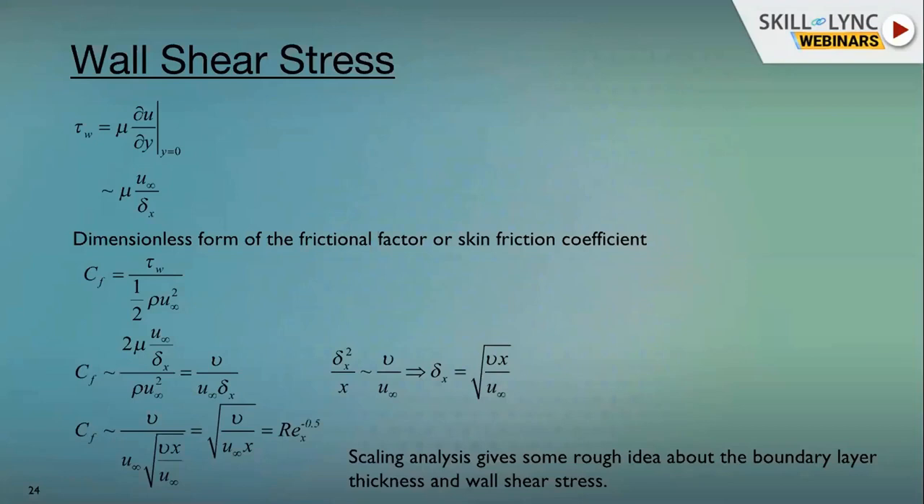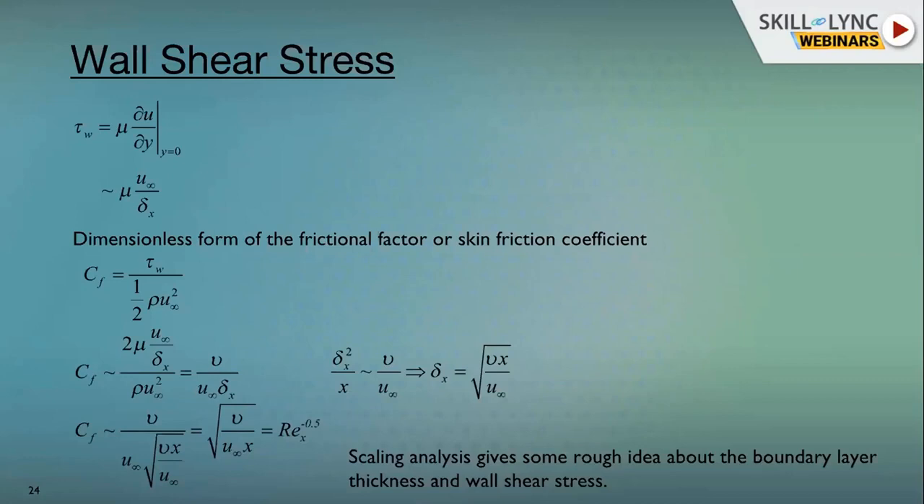So to calculate the drag force and to develop the aero wing, the important factor is to calculate the wall shear. Wall shear is what? Wall shear is the shear force near the vicinity of the wall. This is nothing but mu del u by del y, at y equal to 0.